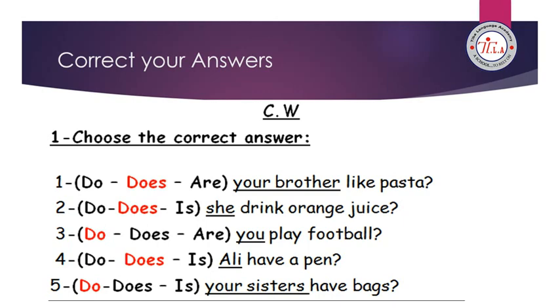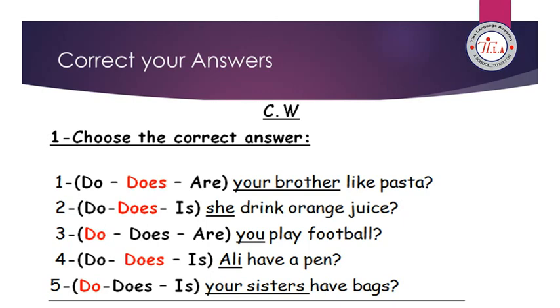Three. You play football. You from the strong group or weak group? Yes, you from the strong group. So I will choose are or do? Do, because I have here play infinitive. It means, do you play football? Remember, verb to be with verb plus ing.